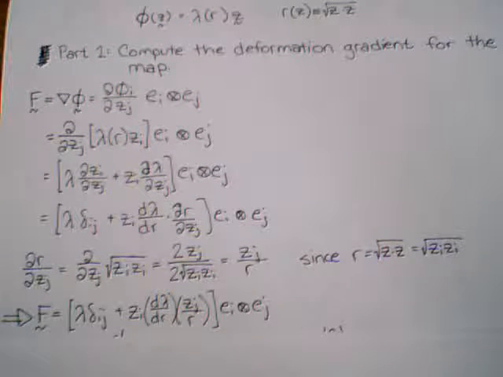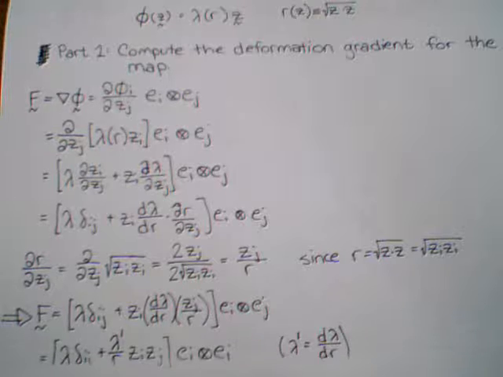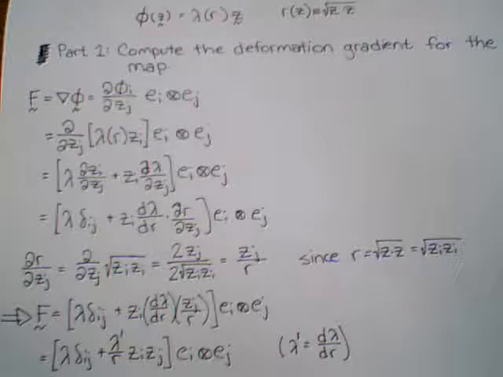We plug that into our gradient, and we come up with lambda times delta ij plus zi times derivative of lambda with respect to r times zj over r, ei tensor ej. And we can simplify this into lambda times delta ij plus lambda prime over r, zi zj, ei tensor ej, where lambda prime represents derivative of lambda with respect to r. And that's part 1.